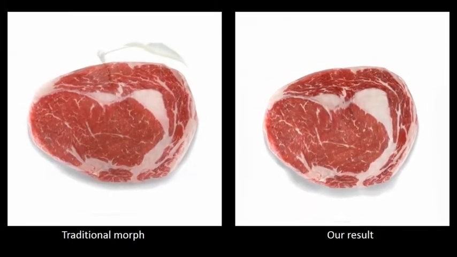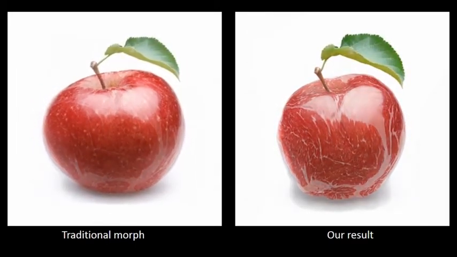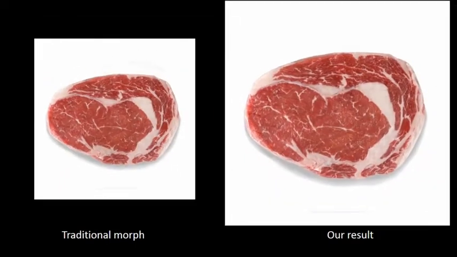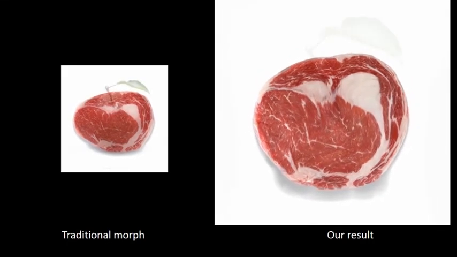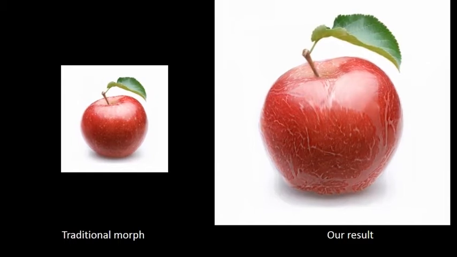In this morph, the beef gradually warps into the shape of the apple, and the stem and leaf suddenly appear to get a beef-made apple. Finally, it gets the low-frequency color of the apple, but still keeps the beef's texture.